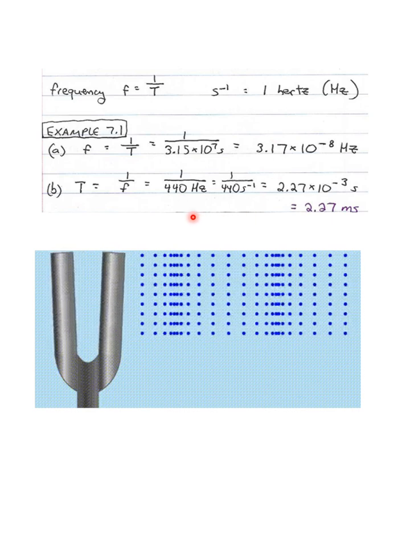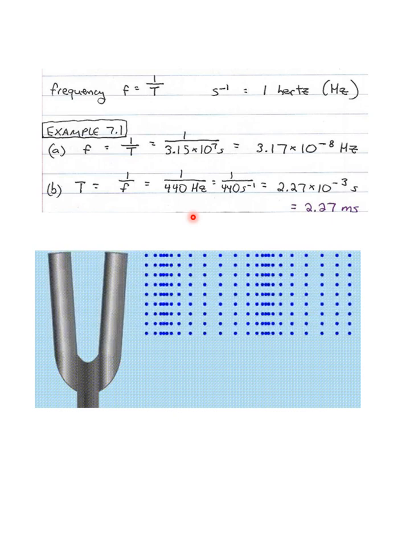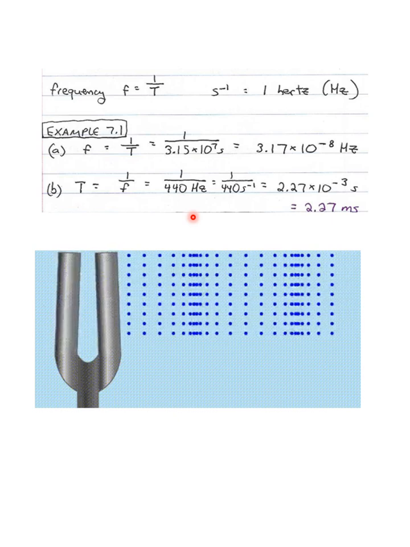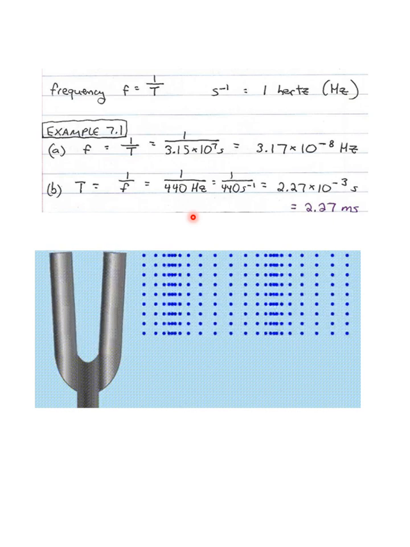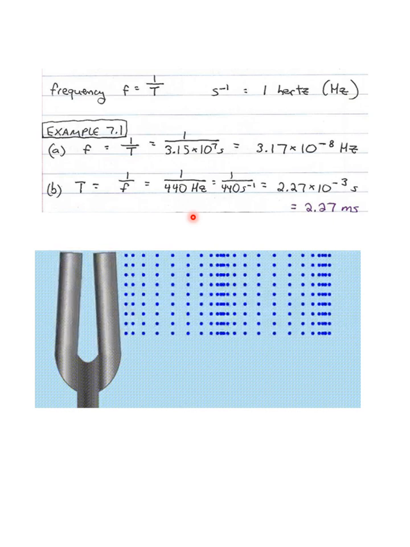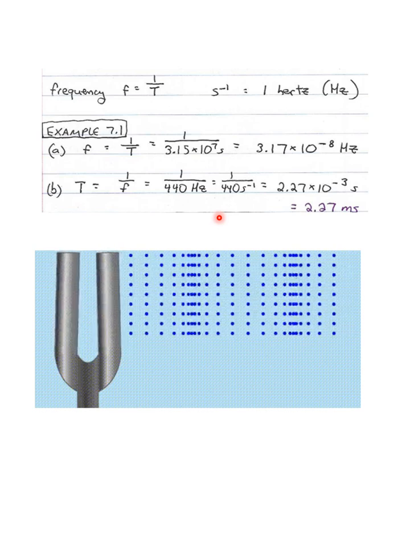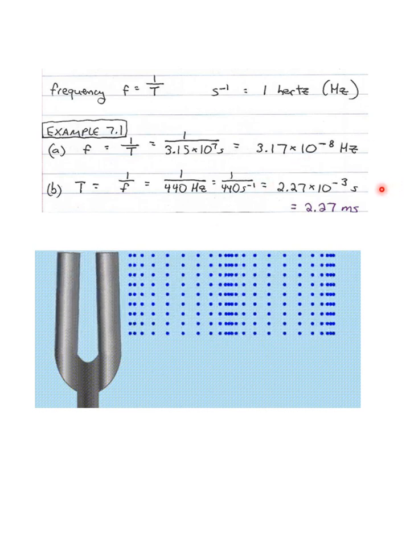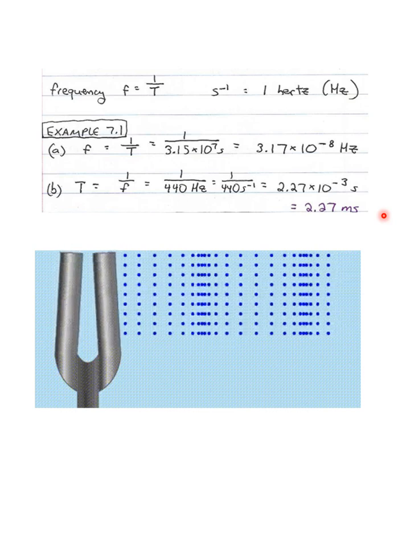Question B gives the frequency. We need to find the period. The frequency is given as 440 hertz, and that is in terms of seconds, because remember, a hertz is a cycle per second. So the period is 1 over frequency, so 1 over 440 hertz, and that gives 2.27 times 10 to the -3 seconds, or 2.27 milliseconds for the period.